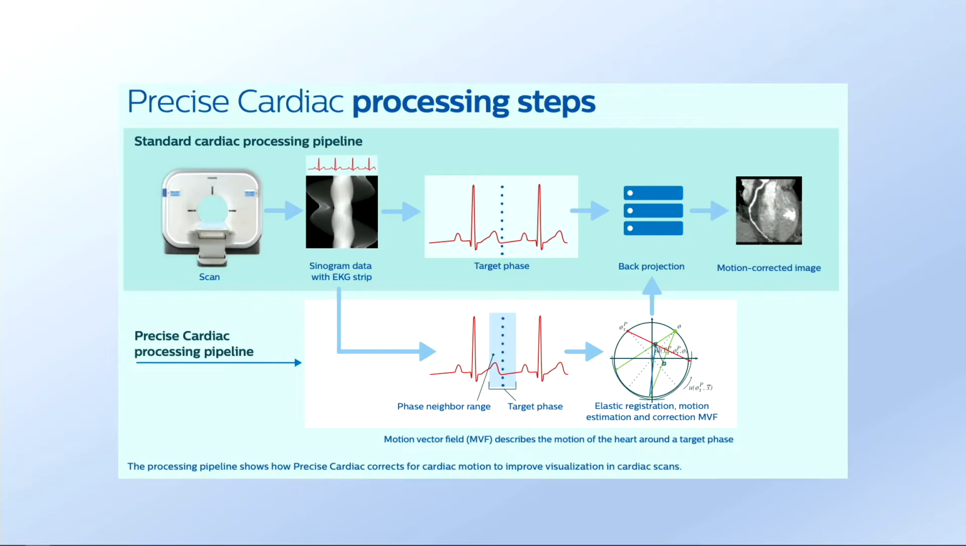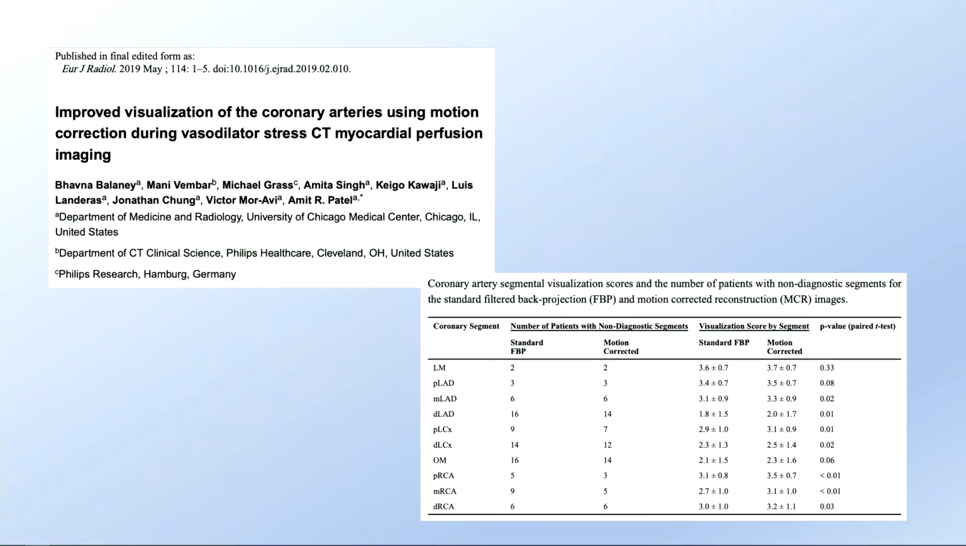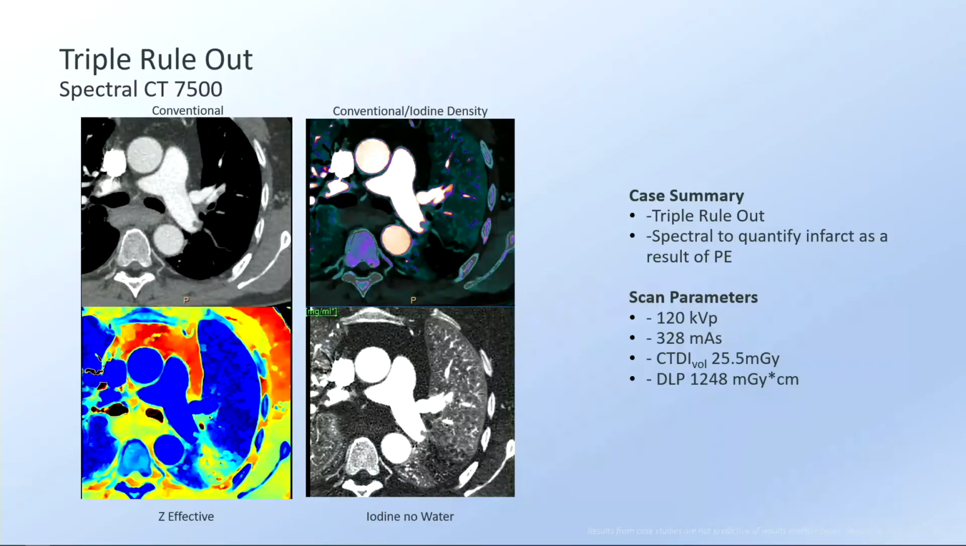So the precise cardiac has an algorithm where it uses a phase neighbor range and picks a target phase, and creates through an elastic registration and motion estimation and through back projection the motion corrected picture for your scan. And this can be useful as well if you're trying to do, I don't know how many people here do perfusion scans, but if you want to do perfusion and you have faster heart rates and you want to look at the coronaries, this can help you as well. The motion correction may help you to have better images.